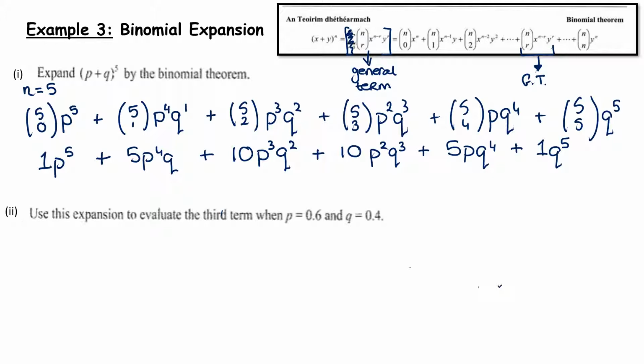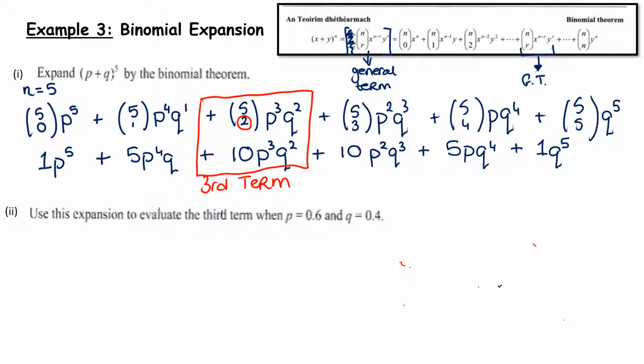This question has a follow-on one that says use the expansion to evaluate the third term when p is equal to 0.6 and q is equal to 0.5. So let's figure out our third term. So this is my first term, 5 choose 0, 5 choose 1 is my second term, and here is my third term. Now, it's interesting to note, and we'll need this for the follow-on example, in my third term, the r is actually 2, because we start at 0. So my first term is r equal to 0. My second term, r is equal to 1, and so on.